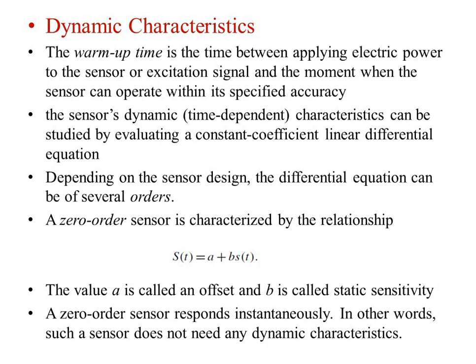So the zero order equation is shown over here. This zero order equation is s(t) = a + b s(t). A is called the offset and B is called the static sensitivity. It will give you a graph like this. You can say that this is A, and the slope will tell you about B. So this is called a zero order.